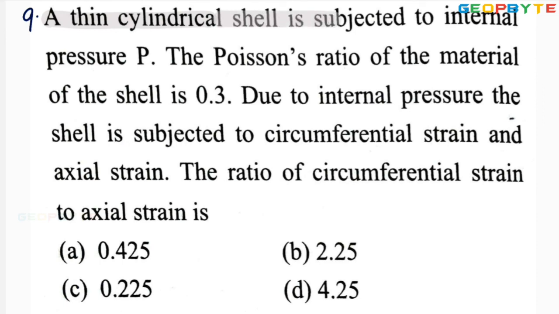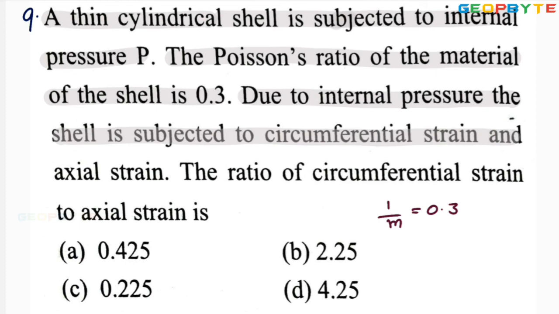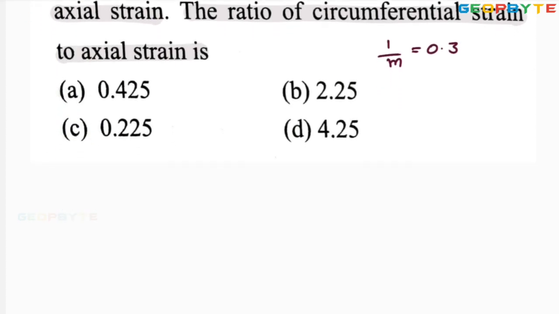A thin cylindrical shell is subjected to internal pressure P. The Poisson's ratio of the material of the shell is 0.3. Here Poisson's ratio, 1 by m, equal to 0.3. Due to internal pressure, the shell is subjected to circumferential strain and axial strain. The ratio of circumferential strain to axial strain is asked.